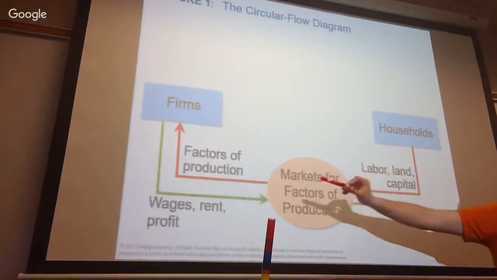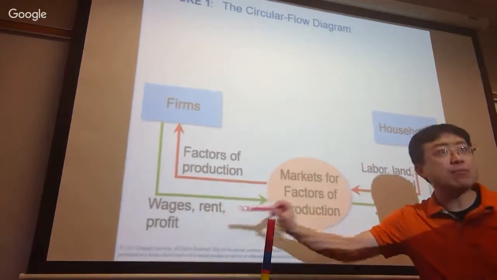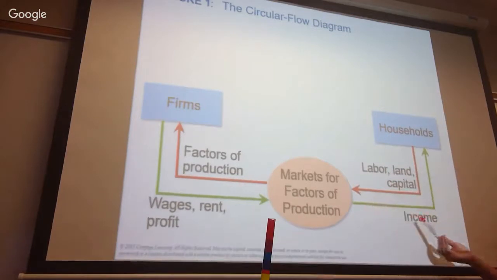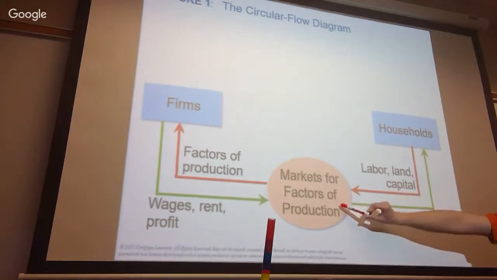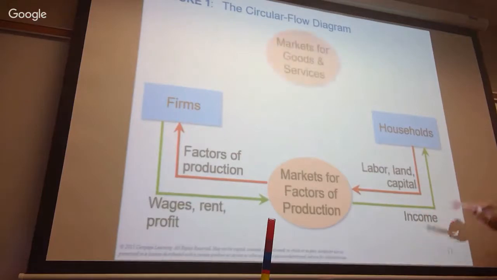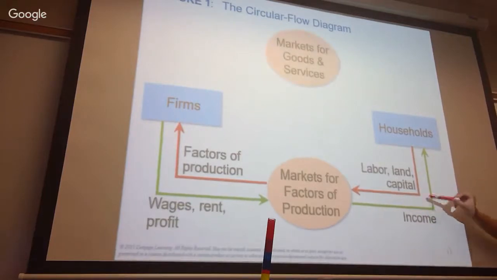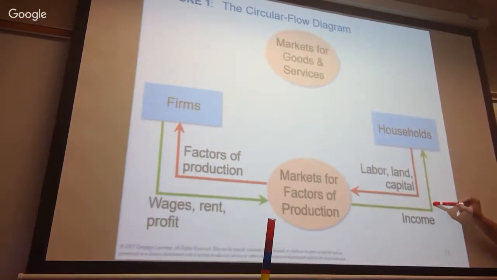Once they buy it, they will pay for it with wage, rent, and profit, and then we call this our income. So that's where the income comes from. We sell our labor and services, and then the company pays for it, and that's our income. Now, that's your market for factors of production, and then the market for goods and services on top. Once we have our income, what do we do with it?